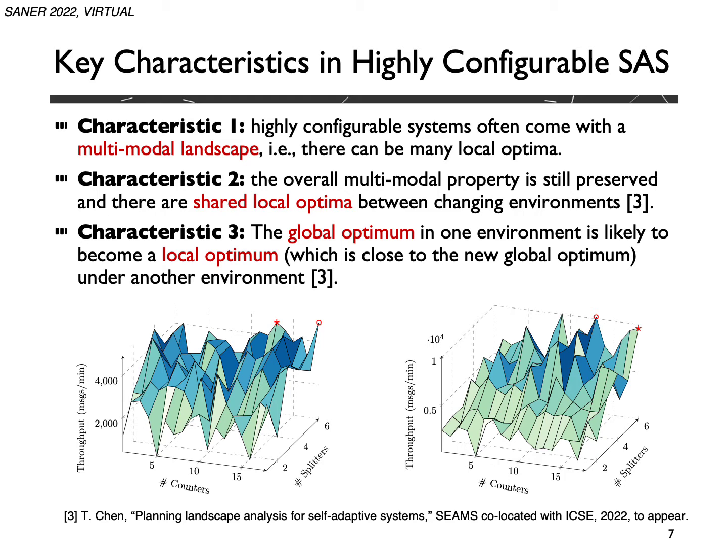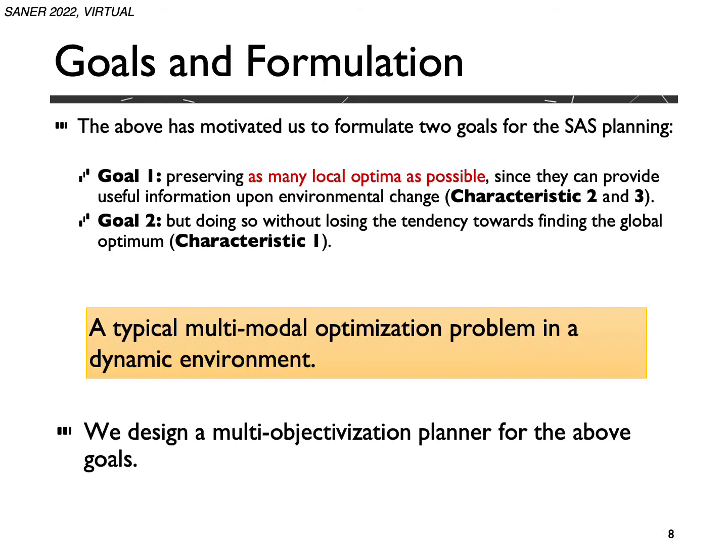The circle represents a global optimal here, but when you change into another environment, it immediately becomes a local optimal. So what does this tell us? It means that we can formulate the SAS planning by considering dynamics in two goals. Firstly, we try to preserve as many local optimal as possible because they can provide useful information. And secondly, we want to do so without losing the tendency towards finding global optimals.